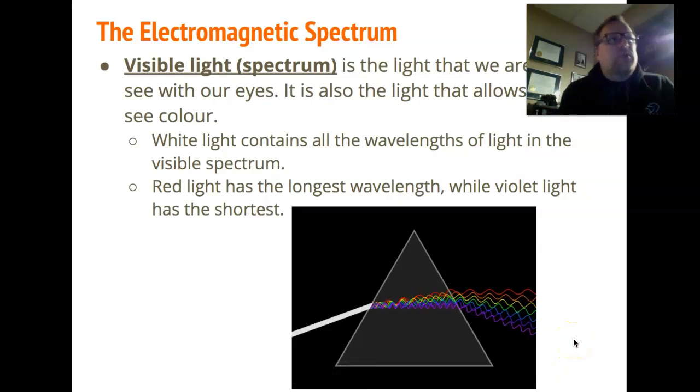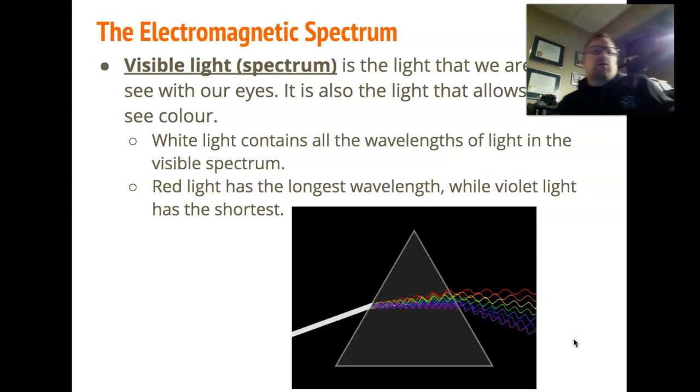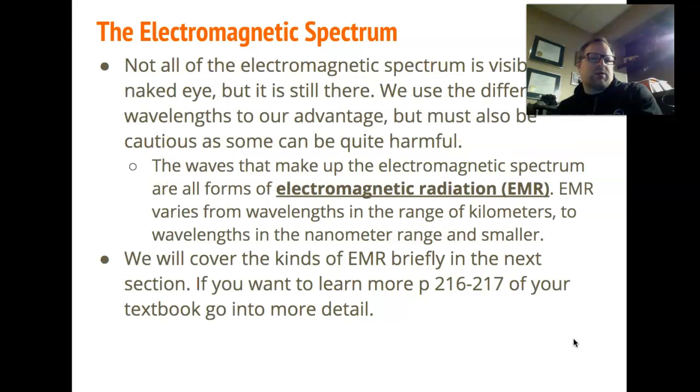Obviously, the way we use visible light is it allows us to see. It allows us to see colors or lack of colors, those kinds of things. So that's our biggest use of it. Not all of the electromagnetic spectrum is visible to the naked eye, but it's still there. And we use different wavelengths to our advantage, but must also be cautious, as some can be quite harmful.